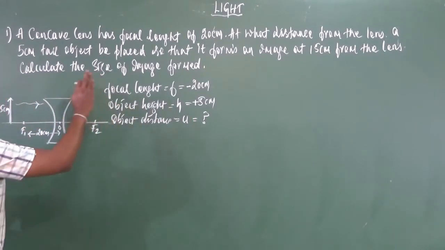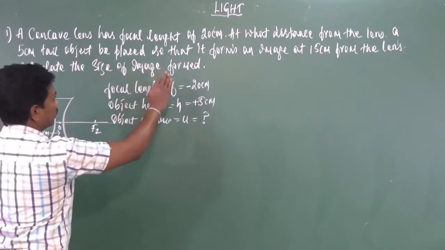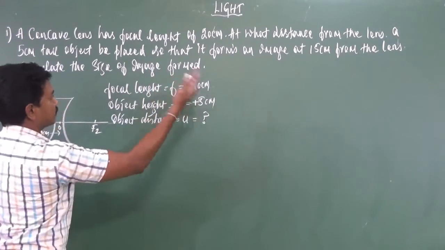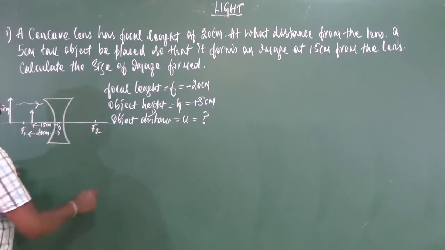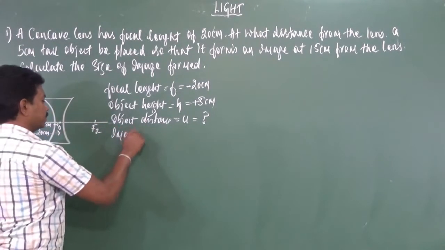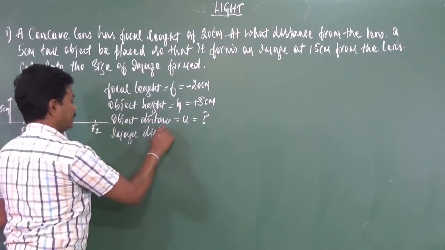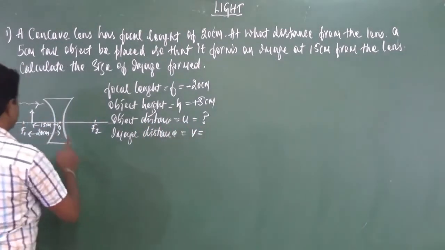Okay. At what distance should the 5 centimeter tall object be placed so that it forms an image at 15 centimeters from the lens? So the image is formed at 15 centimeters from the lens. The focal length is 20 centimeters, so 15 centimeters is somewhere here. This is the image which is formed here. This length, that is the image distance, is 15 centimeters. We will write that image distance. Image distance is equal to v is equal to 15 centimeters.